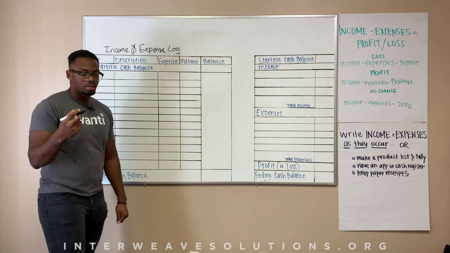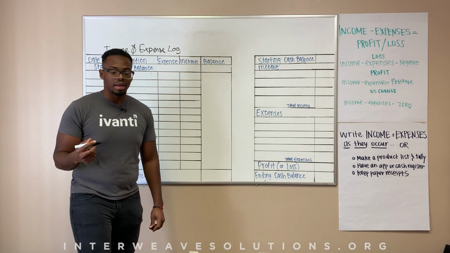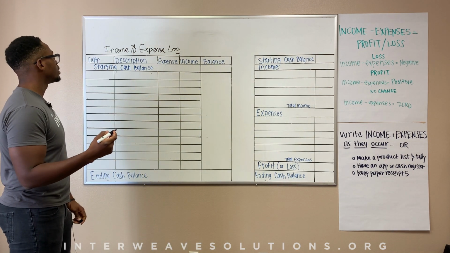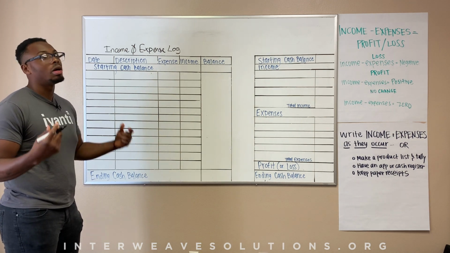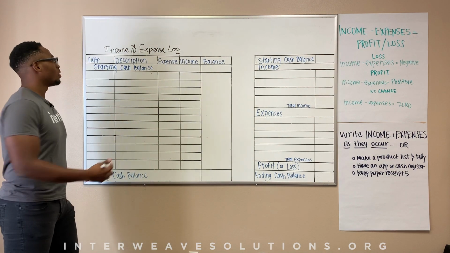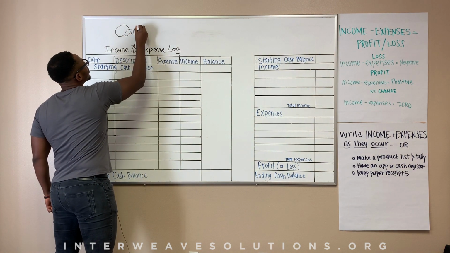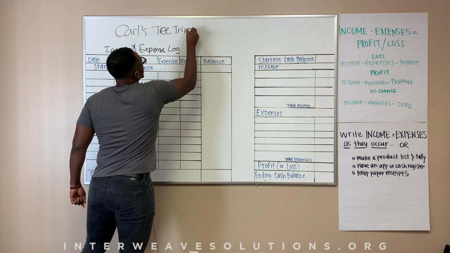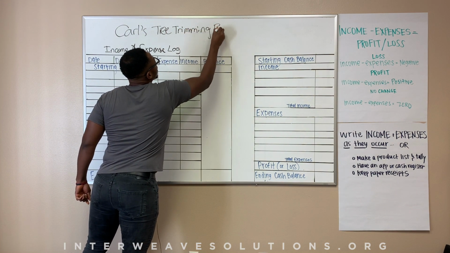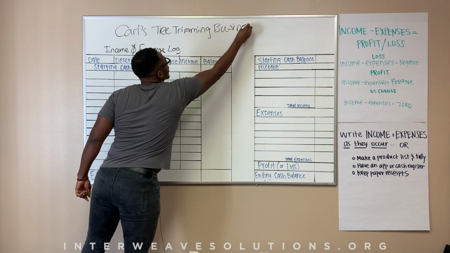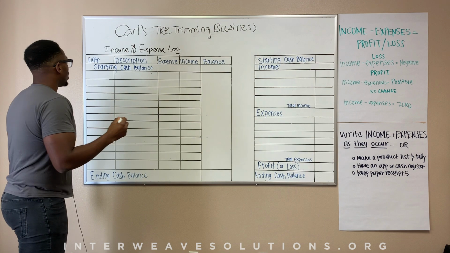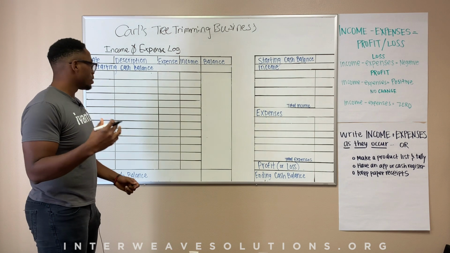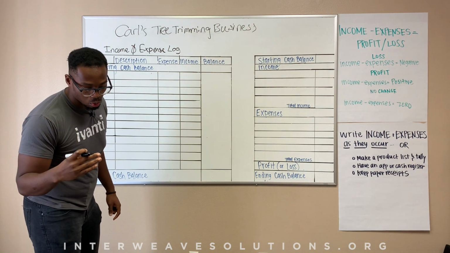Today I'm going to be taking the role of Carl in Unit 5 of the Facilitator Manual. Basically, we're talking about Carl's, or my, business, me being Carl. Carl's tree trimming business. And this is just going to be for the length of a month. We're just following what's in the workbook basically.